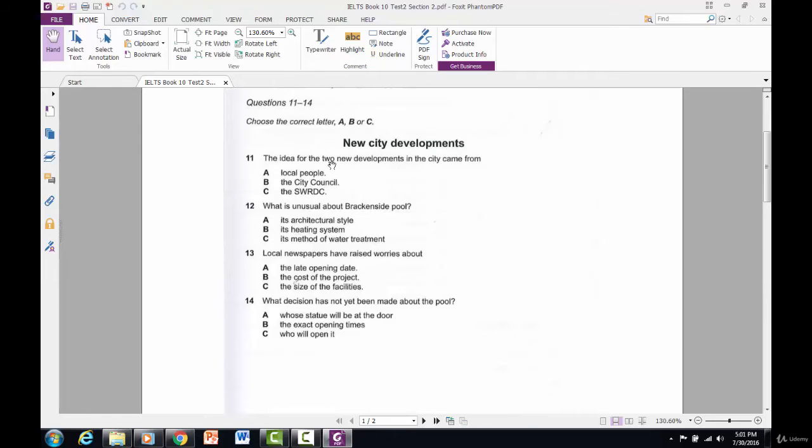Right? So here it says the idea for the two new developments in the city came from. Right? Where did the idea for developments come from? Right? That's what you should circle. Right here it says what is unusual about Brackenside Pool. Keyword: unusual, in Brackenside Pool. What's unusual? Okay, and remember, listen for them to use synonym language for an answer choice. I've said that many, many times, and you have to be aware of that.